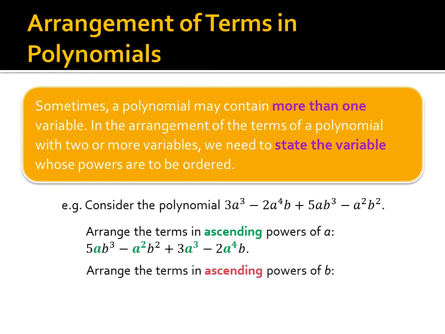For the same reason, if we want to arrange the terms in ascending powers of b, that means we just need to focus on the powers of b only. This term without b comes first, because the power of b for this term is 0. And then the term with b, b squared, and finally b cubed.